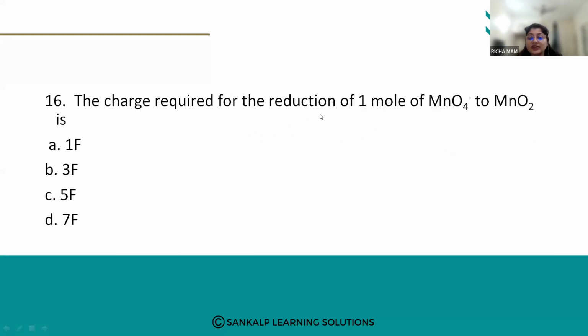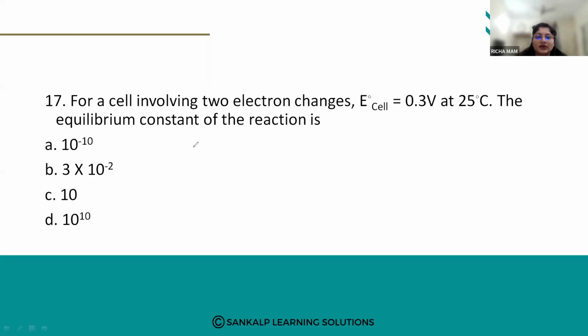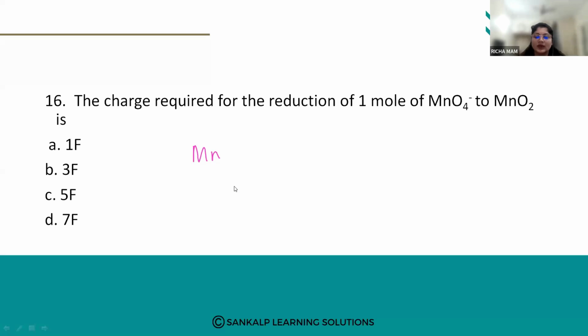The charge required for the reduction of 1 mole of MnO4 minus to MnO2 is. So let me write the reaction. MnO4 minus plus 3 electrons giving you MnO2.